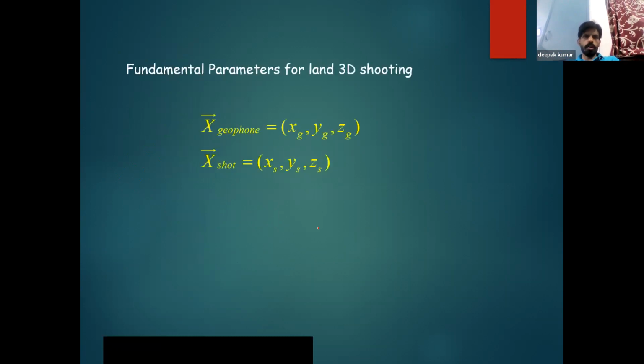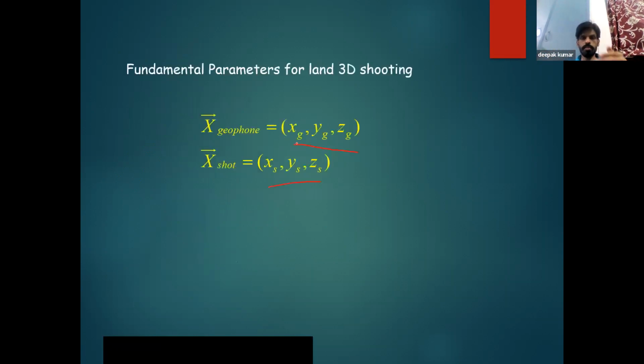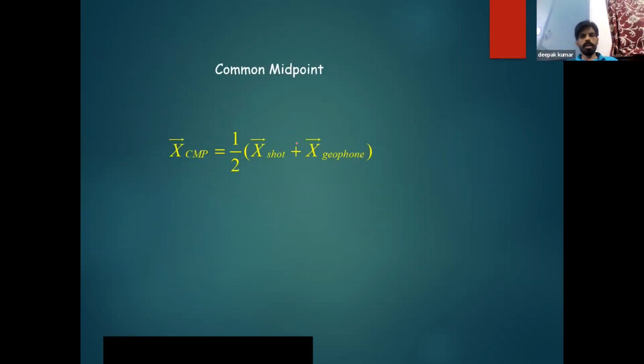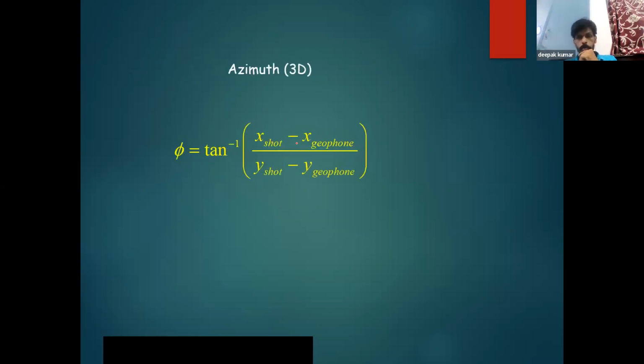So all these are for 3D, and it's equal to what we have discussed for 2D, but it will have 3 coordinates, whereas 2D had only x and z. Sorry, for 2D it will have x and z, but for 3D it will have x, y, and z, vertically downward. So you can compute the CMP for a 3D survey also, source receiver offset also, and azimuth also you can compute.